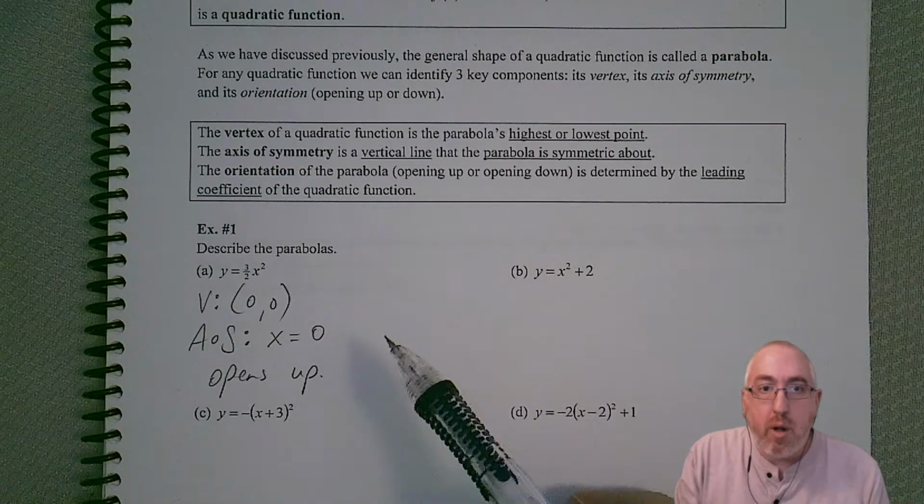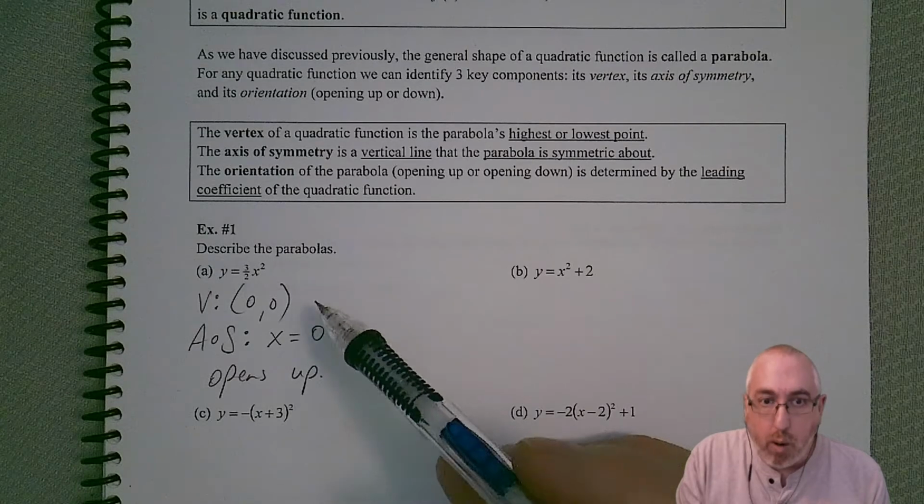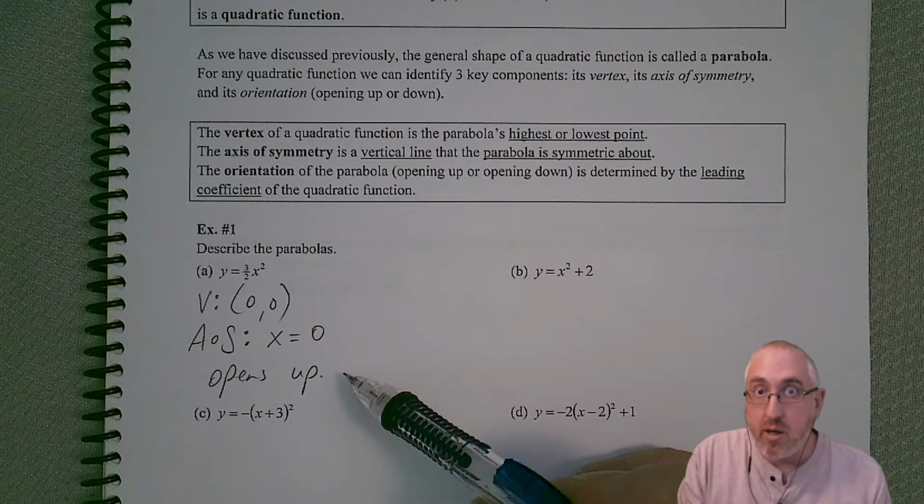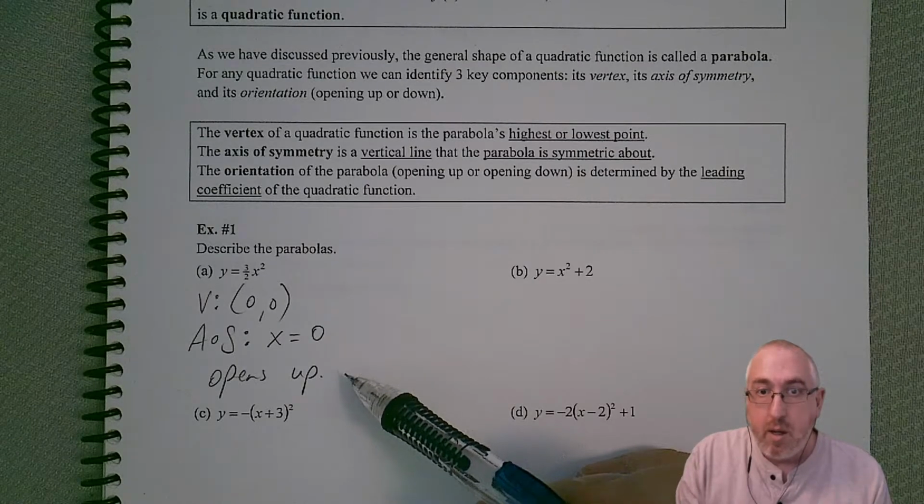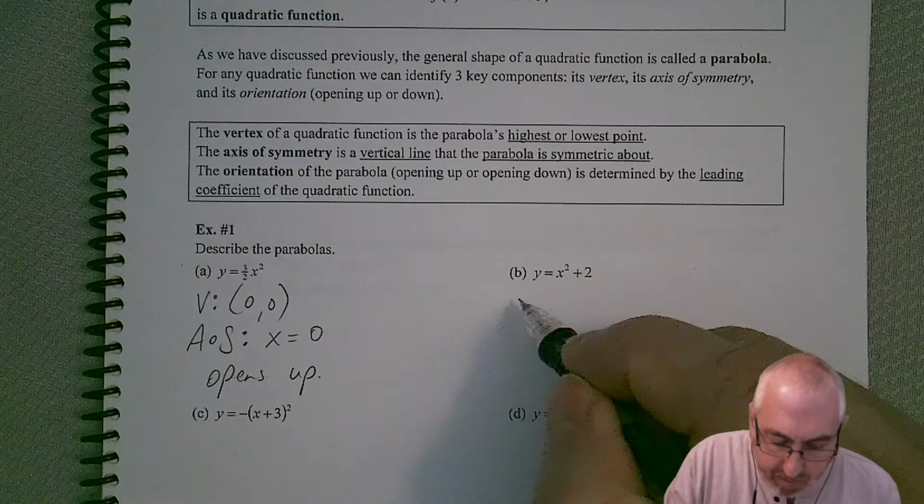So that's really what they want when they say describe the parabolas. They want to know about the vertex, they want to know about the axis of symmetry and its orientation. Does it open up or open down? So what about our next example? What can you tell me about the vertex?